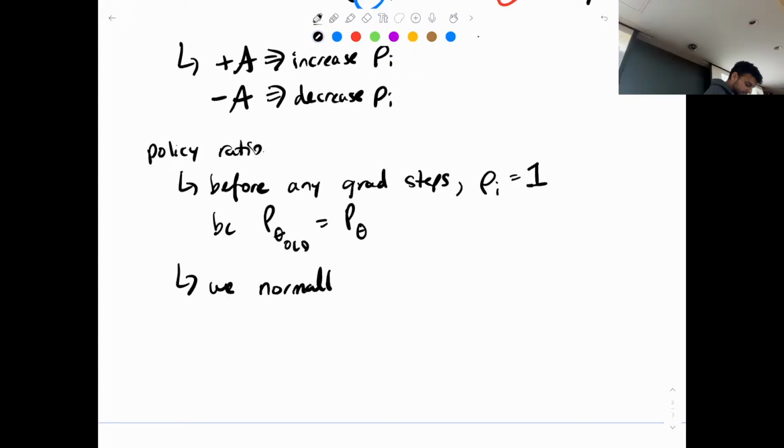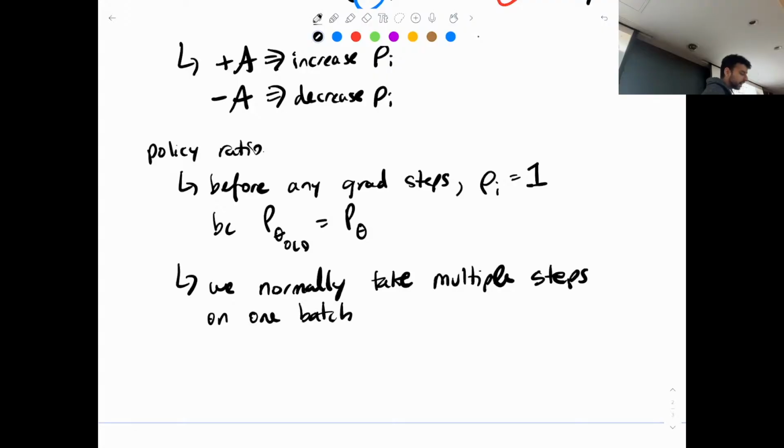So before any steps on this batch, the policy ratio is set to 1, but we normally take multiple steps on one batch. So this is not like what we do in SFT or most other training algorithms, right? For SFT and for pre-training, we have a batch, we compute our loss, we compute the gradient, we take a step, then we move on to the next batch. This is a little bit different.